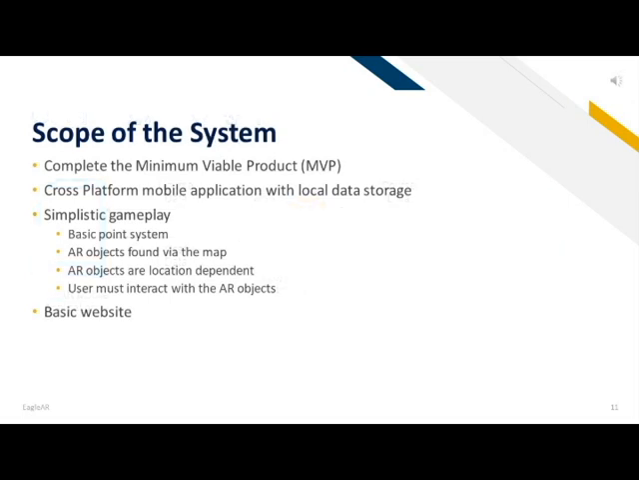All the information we've given you so far has been about the system as a whole, but for the scope of this project, we're just going to focus on completing the minimum viable product. The minimum viable product includes making a cross-platform mobile application that has local data storage. Now, this application is going to have very simplistic gameplay, which will include a basic point system, the ability to find AR objects on the map, have those AR objects be location dependent, and then the user must have the ability to interact with these AR objects. On top of that, we will also implement a very basic website.